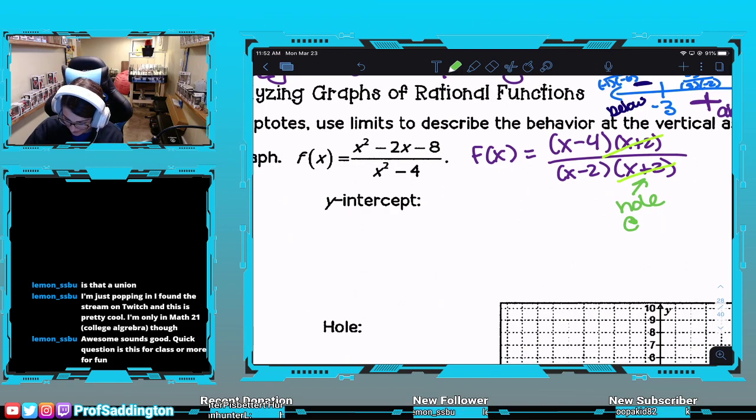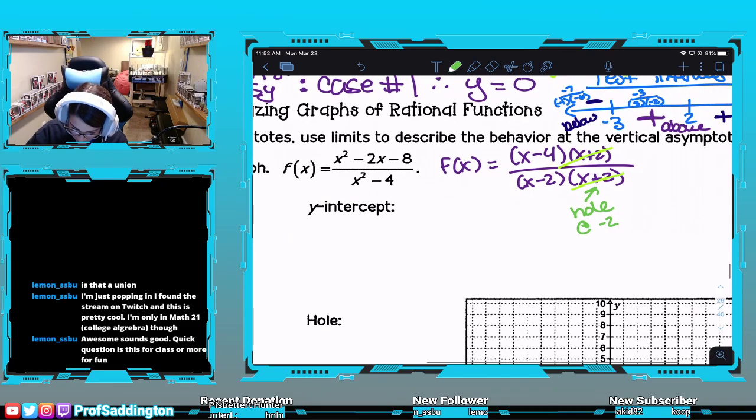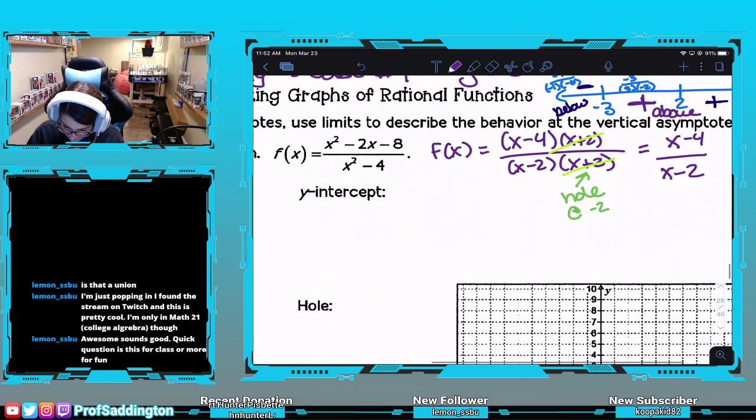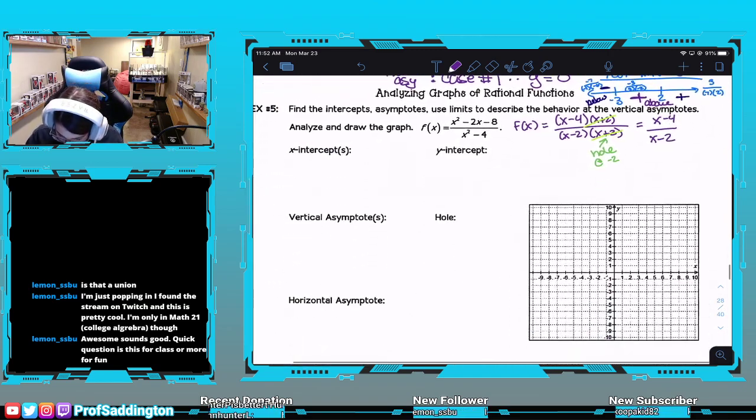So hole at negative 2. We know it's going to be the x value at least. We don't know what the y value is going to be. So our function here, if I continue simplifying it, is x minus 4 over x minus 2. A little bit nicer to look at. All right. Let's find some information.